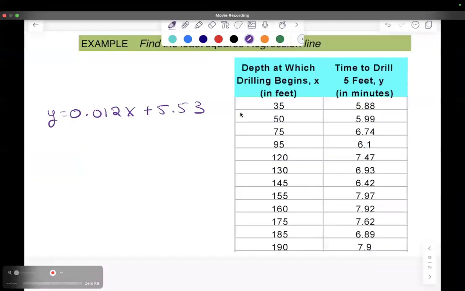And I'm not going to split hairs on this with you, but anytime an equation or something is a prediction, we put a hat on it. So I don't care if you put the hat or not, but this is a prediction. So I'm putting a hat on my y. So the y hat is that equation right there. So if I was going to make a prediction, so let's say that I wanted to determine 140 feet, how long would I expect it to take to drill 140 feet? I would just take the 140 and I would do this.